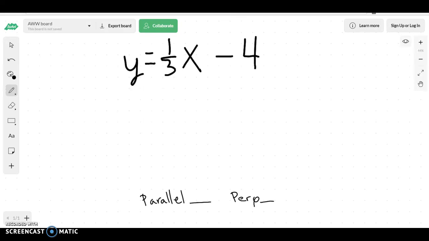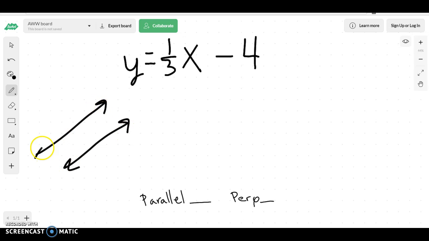Okay, so the first question I have for this video is find the parallel slope and the perpendicular slope to this line equation. If you weren't able to get that answer, that's okay, we'll talk through it.